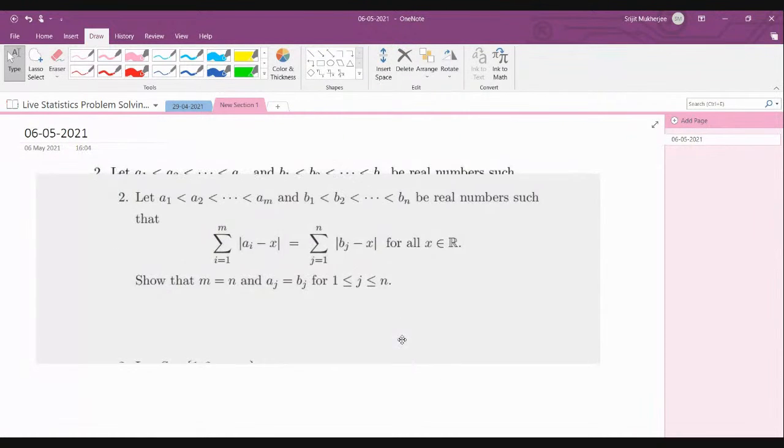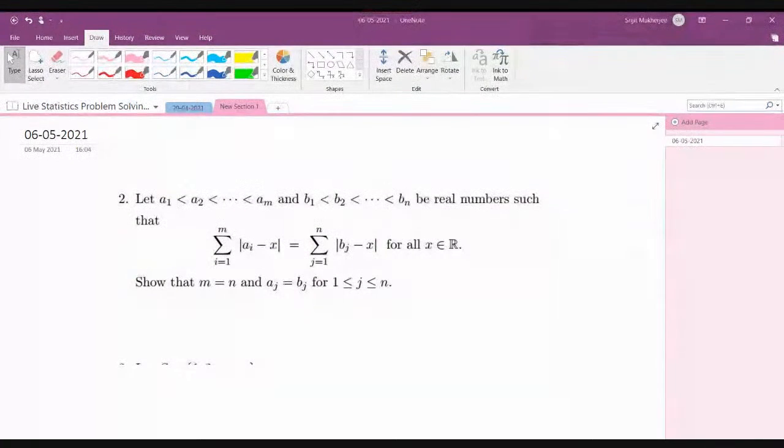So there are two sets of numbers: A1 less than A2 less than ... AM, and B1 less than B2 ... BN, such that the summation of modulus of Ai minus X, and the summation of modulus of Bj minus X, are equal for all X. Then we have to show that M is equal to N and Aj is equal to Bj. Okay, so let's do this problem now.